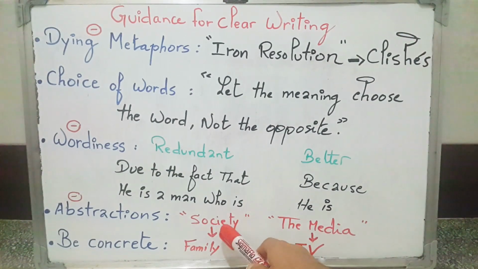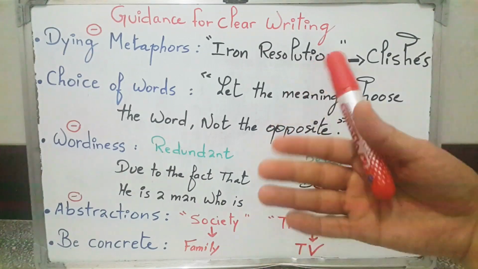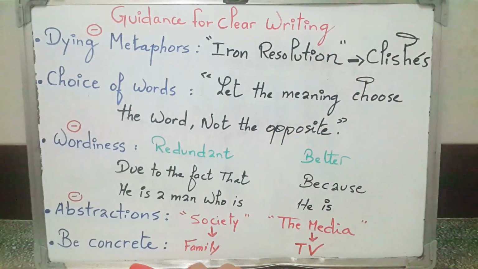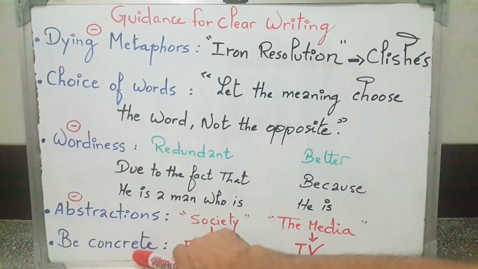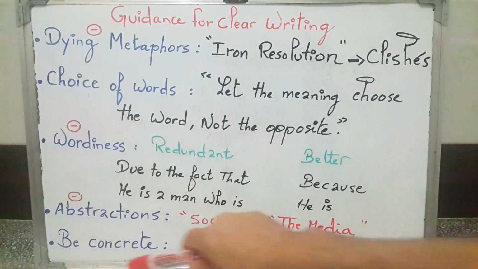So instead of talking about society, you could talk about family. I'm talking, of course, about physical people. Instead of talking about the media, talk about TV, right? So my point is that you should try to develop the skill of giving a specific concrete example. Okay, so that's negative, and this one is quite a positive thing.